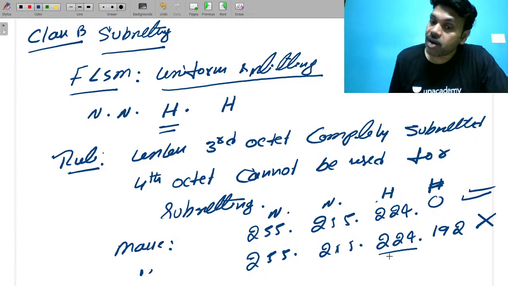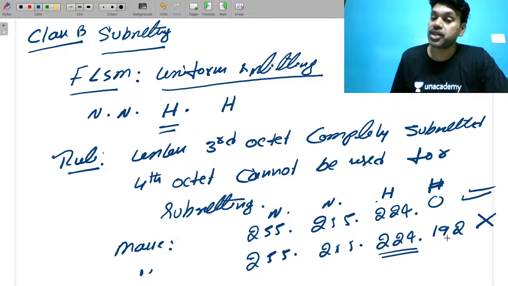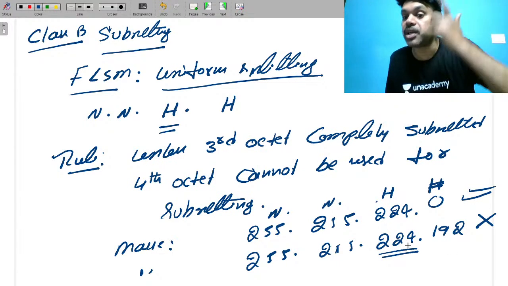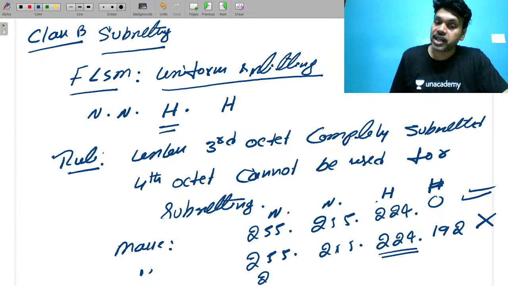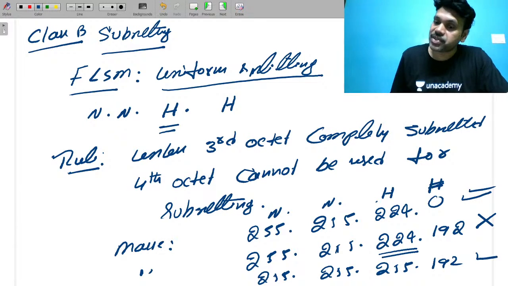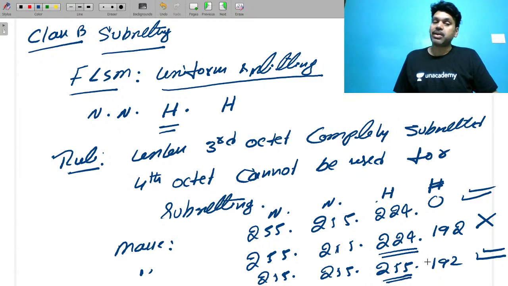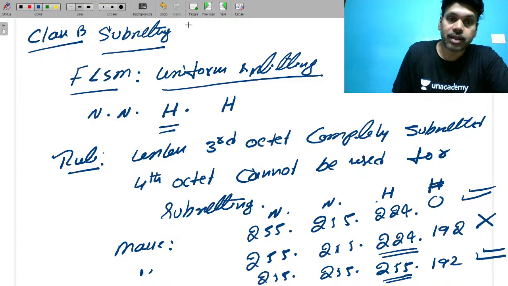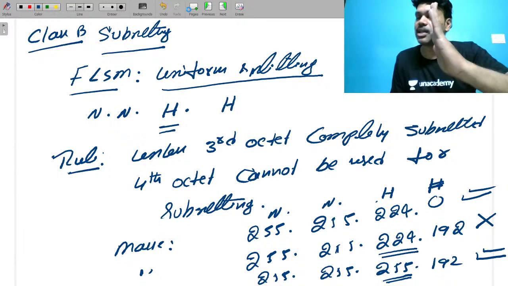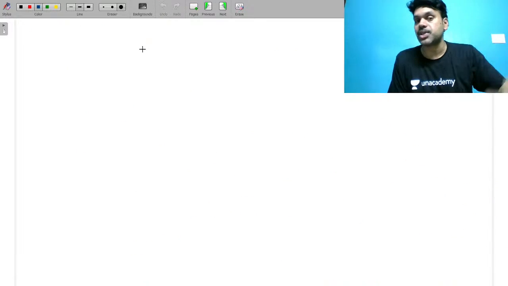Unless and until all the bits are manipulated in the third octet, you cannot subnet the fourth octet. You are supposed to get 255 in the third octet. One more example: 255.255.255.192. Yes, this is valid because the third octet is completely subnetted, 8 bits subnetted, then we move on to the next octet. Keep this rule in mind, the same rule is applicable for class A also.